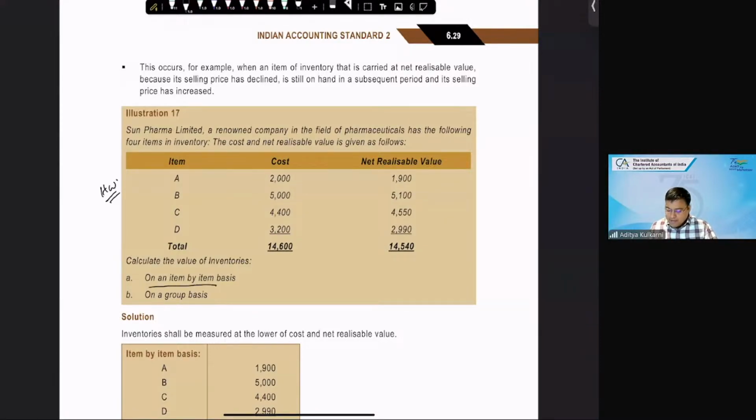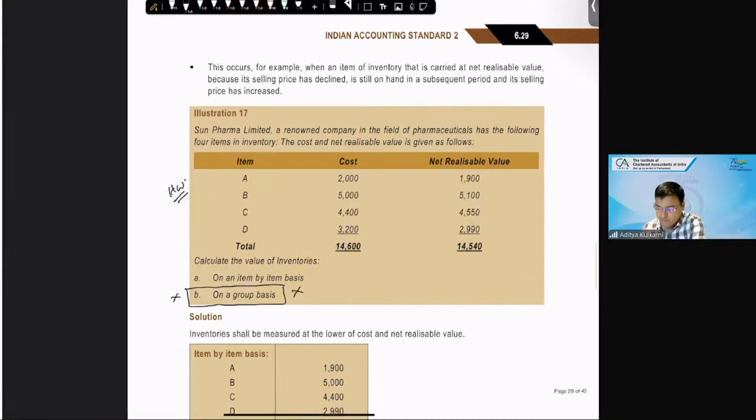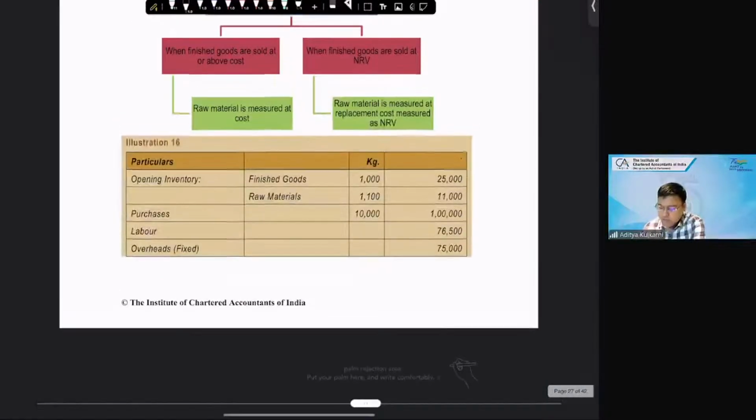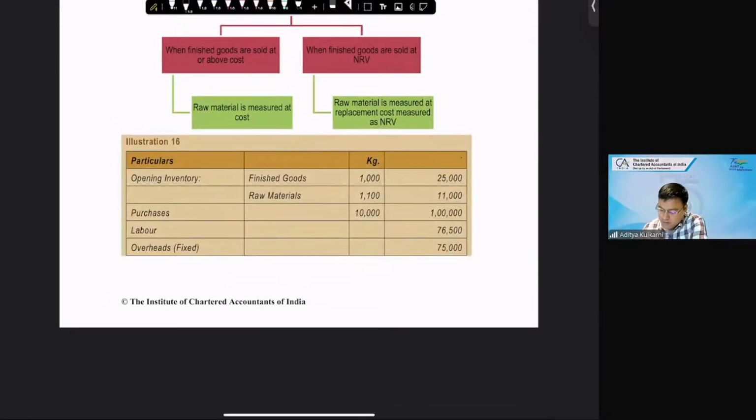On a group basis, again, I am not sure why this is given. Just now they said on a group basis we cannot consider. Okay. So this ideally should not come. Just on an item by item basis, you should be able to give the inventory valuation. So that's okay. Coming to this question, illustration 16.